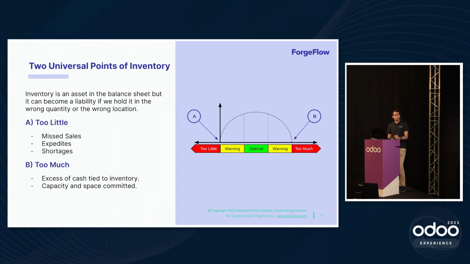So we need to find this optimal, and I like to say that it's a range. There is no magic number, like I need to have 132 units of this product. There is actually a range. You have an optimal range in which you are far from the too little and the too much. You are just in the middle, and in that case, you don't experience the problems that you have here, like missing sales, paying expedite shortages when you have too little, and in the too much, making this inventory a liability because you have excess of cash capacity and space committed in this inventory.